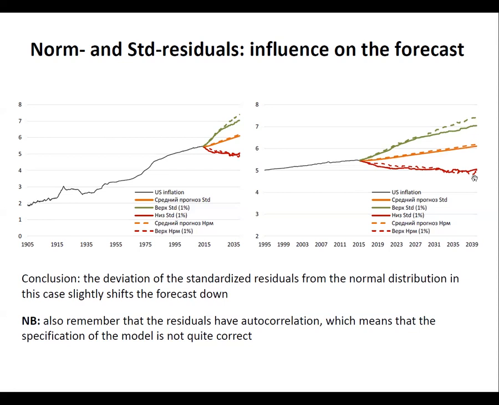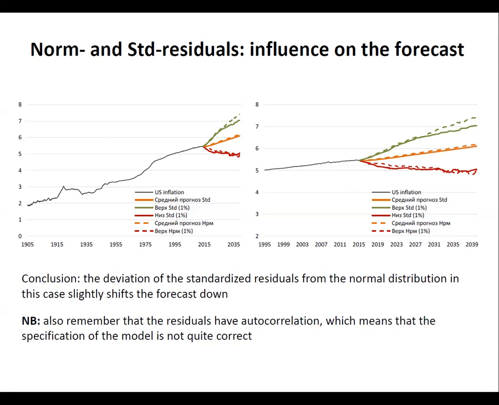Of course, some shift in the average forecast also exists, but it is insignificant given the margin of error. And then here is the question of whether the Student's distribution is better. Let me remind you that we saw through the likelihood function and information criteria that the standardized Student residuals better describe our data. But now we are seeing the effect of this fact on forecasts. That is, it is not significant in most cases.